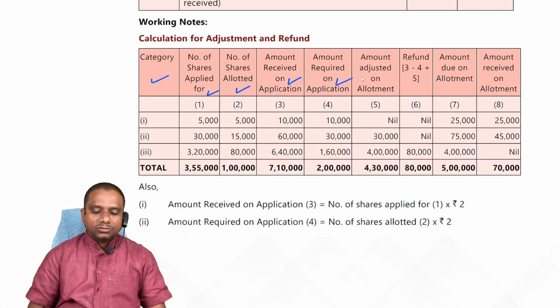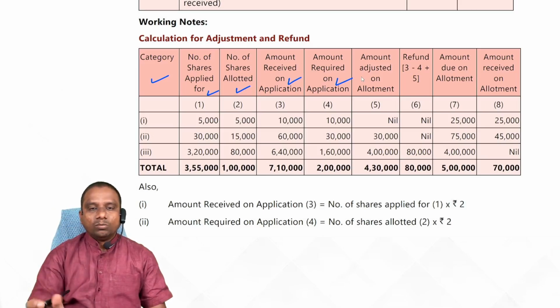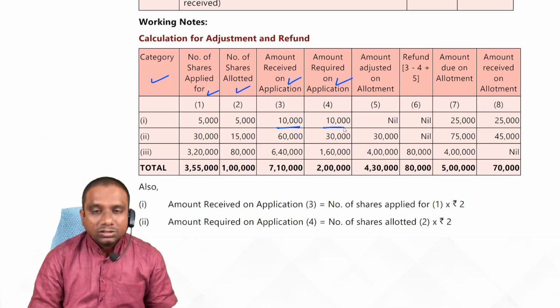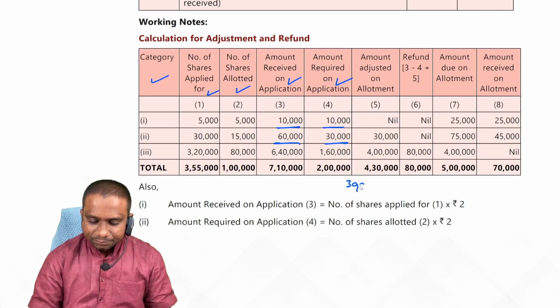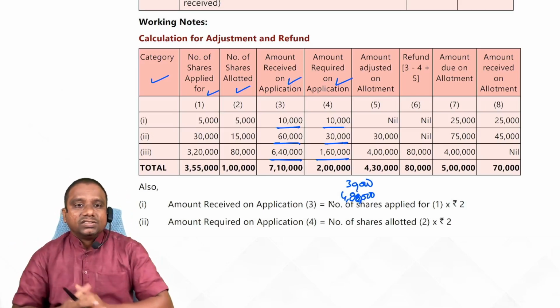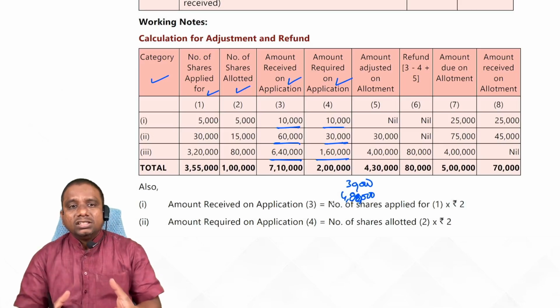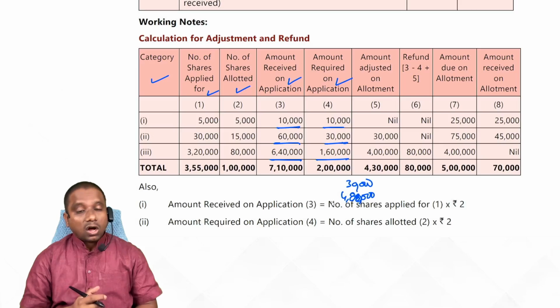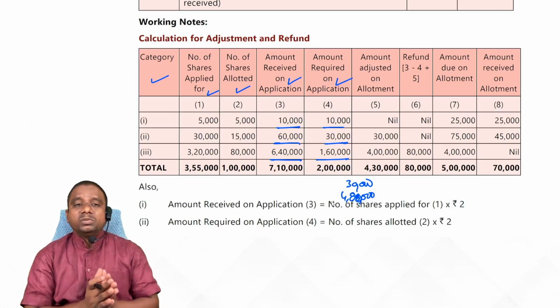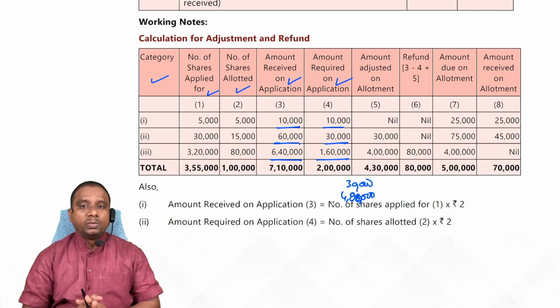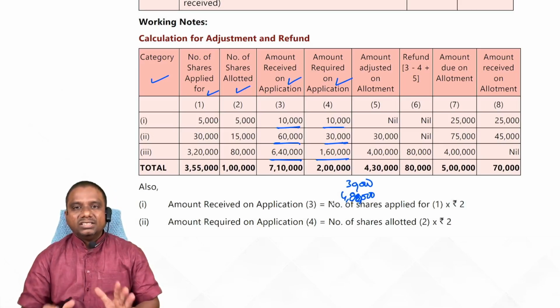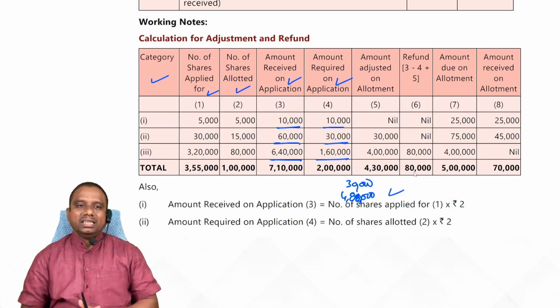What is the excess amount? So here you can calculate one more column, excess amount. Excess amount is nothing but 10,000 minus 10,000. 60,000 minus 30,000. What is the excess amount we have? 30,000. 640 minus 160. How much excess amount you have? 4 lakh 80. This is one more column. And how is this excess amount adjusted? In the problem they say after adjusting allotment amount, you can refund the remaining amount. Or sometimes they may say after adjusting the allotment amount, the remaining amount is to be transferred to the further calls. In that case, the extra amount even after adjusting the allotment, we transfer to calls in advance. Is it clear, students? Yes. This is how you have to prepare a table.